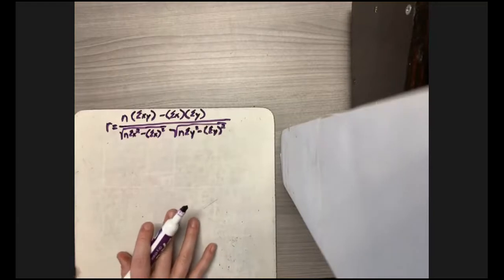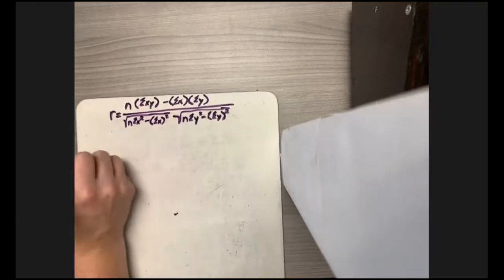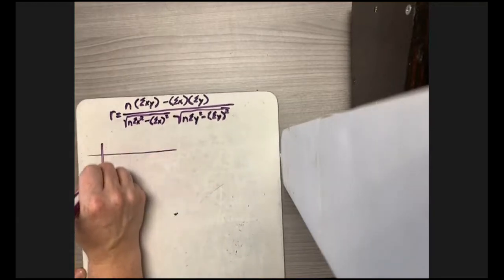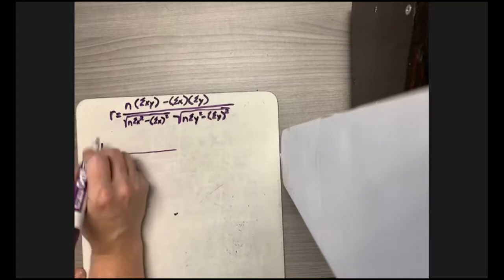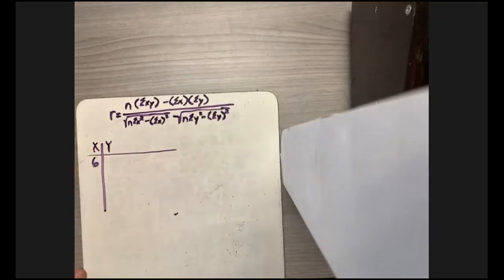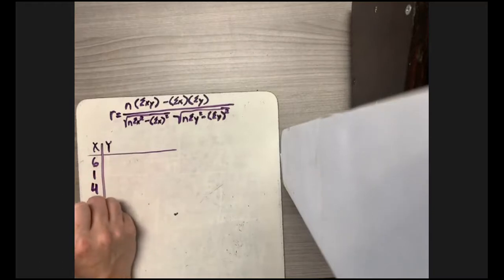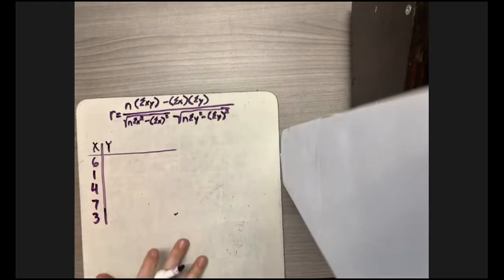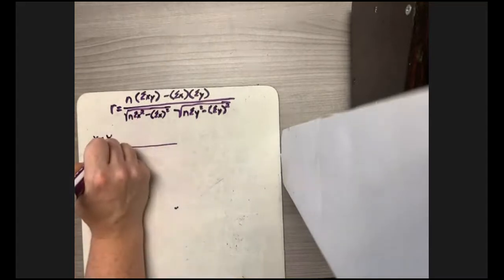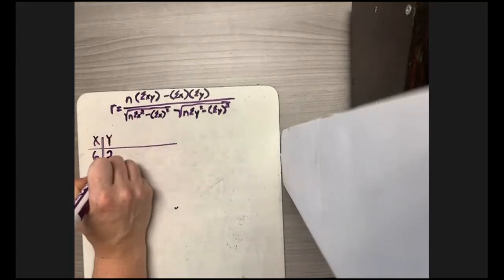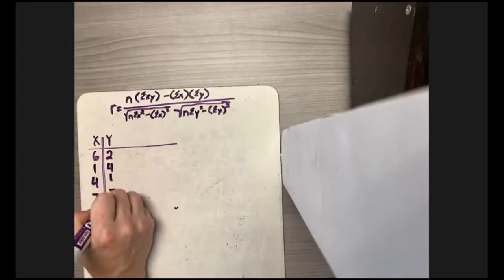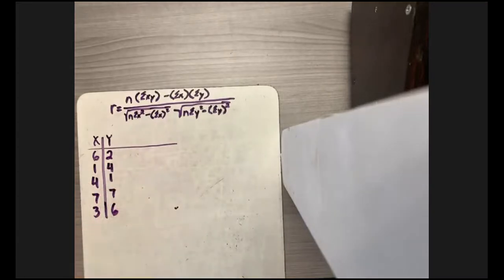So I'm going to show you how to do this with a table, and utilize a table to help us out here. Taking a look, and these are from the worksheets that I have, we've got 6, 1, 4, 7, and 3 for my X's. Their associated partners are 2, 4, 1, 7, and 6.